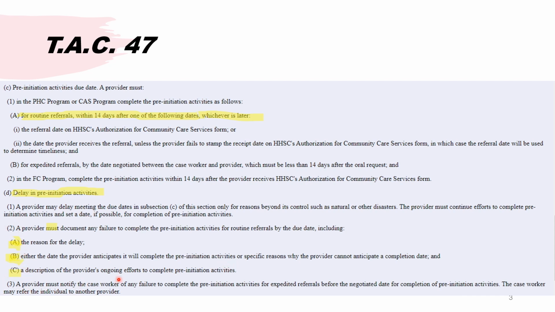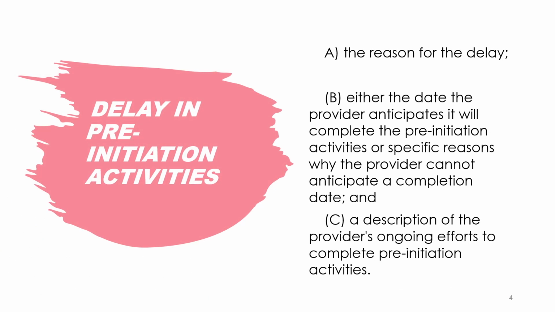How to document a valid delay in pre-initiation activities. A, B, and C tells you what you need to include in that documentation. What the Texas Administrative Code says, you must document for those pre-initiation activities. These 3 reasons need to be notated in that documentation. Can't express that enough.